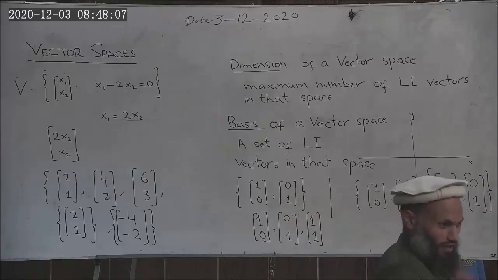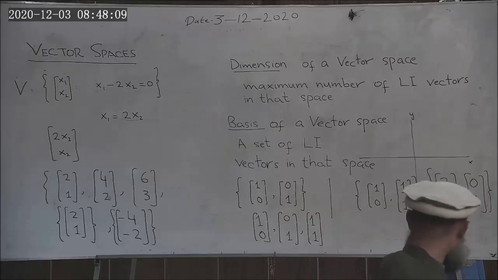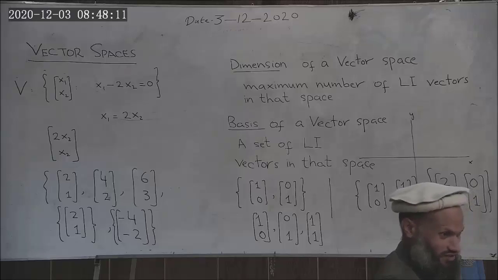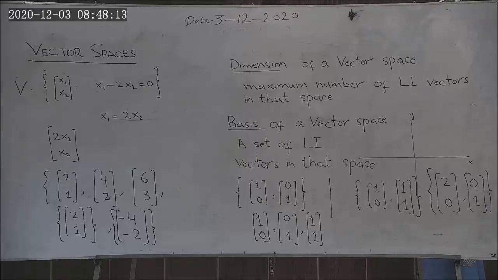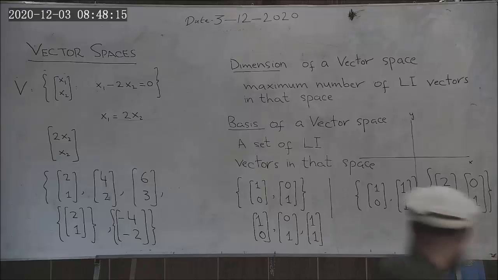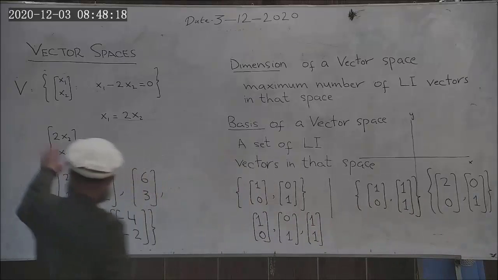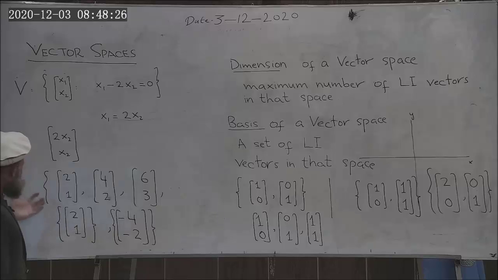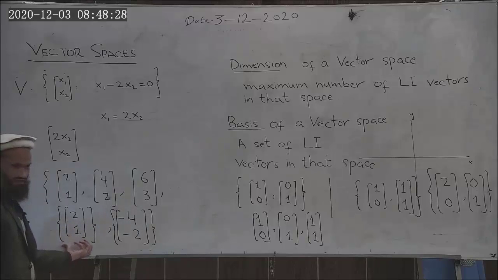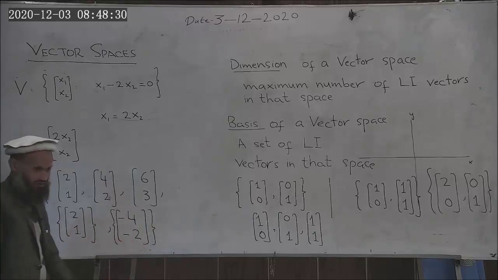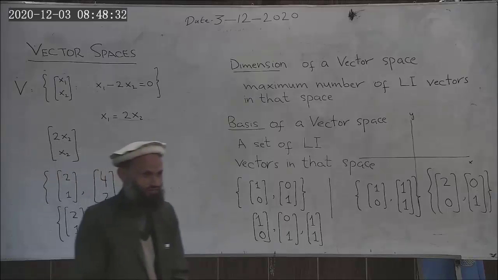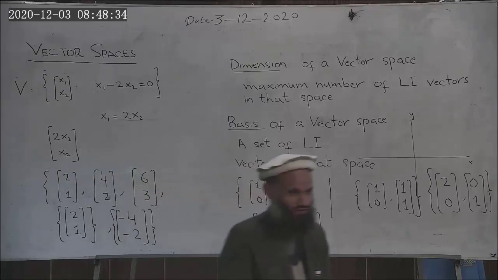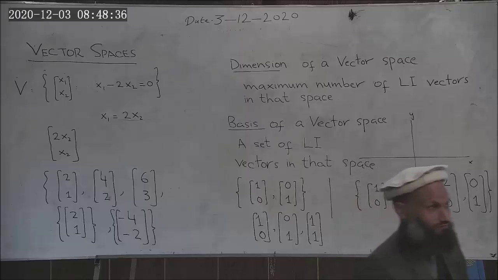The number of elements in the basis set is always fixed. That is equal to the dimension of the space. So the dimension of this vector space is 1, because there is only one linearly independent vector in this set, and a basis is written over here. Another basis is written over here. The dimension of this vector space is 1. Clear?